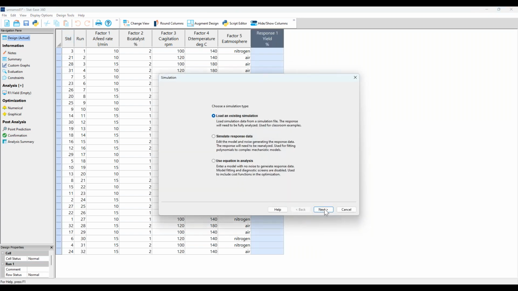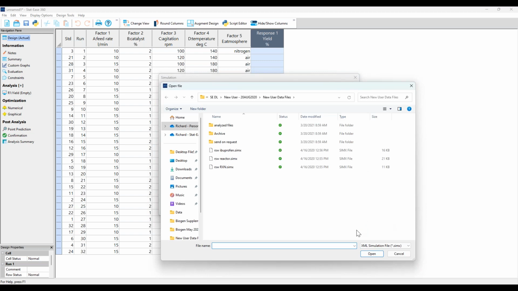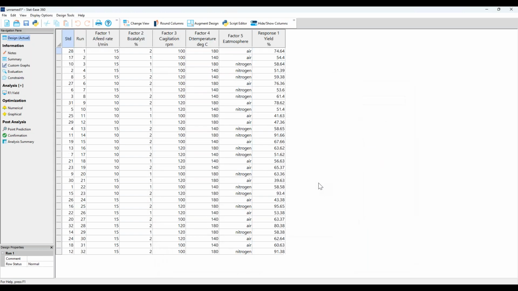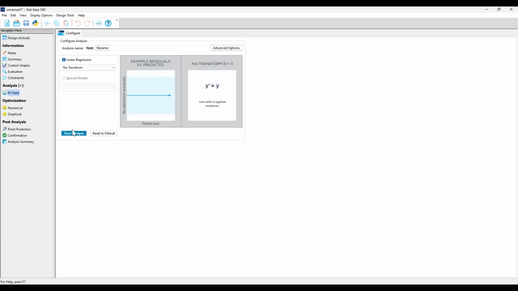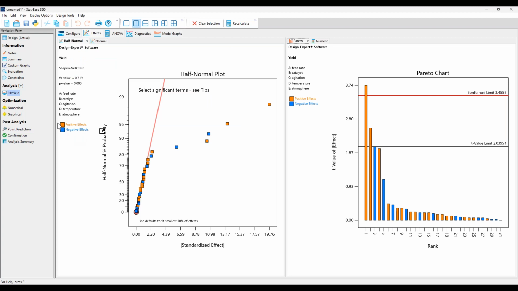So I will simulate the data. This one is going to be Reactor, and there's our data. Once we have the data, we're going to analyze it. So we come on the left-hand side, we come down to the yield. We start the analysis, and this is Stat-Ease now, right?